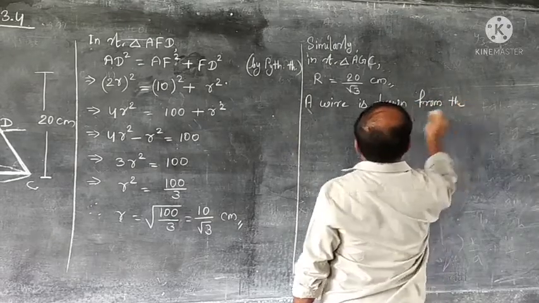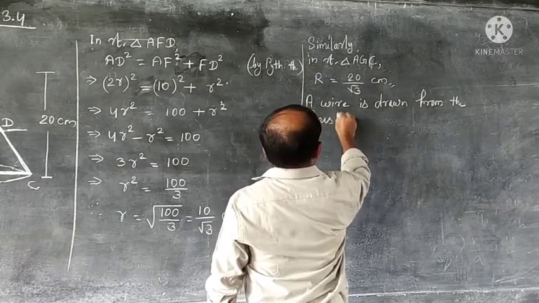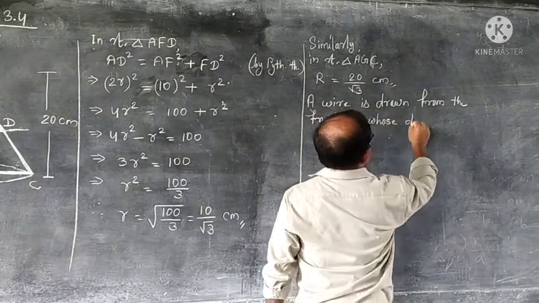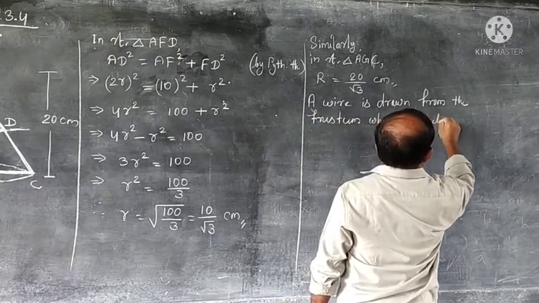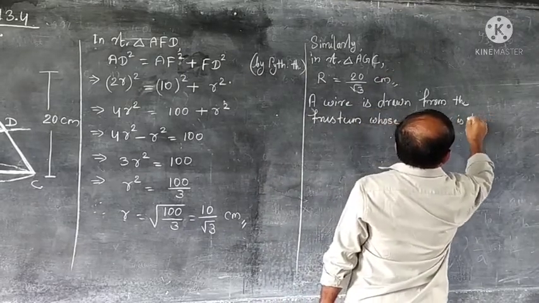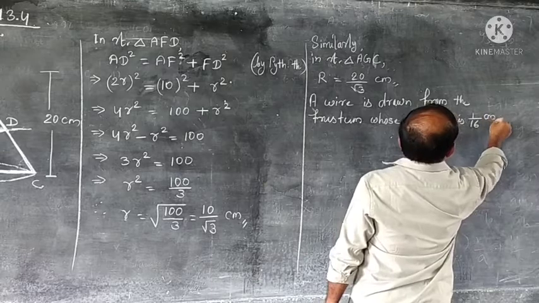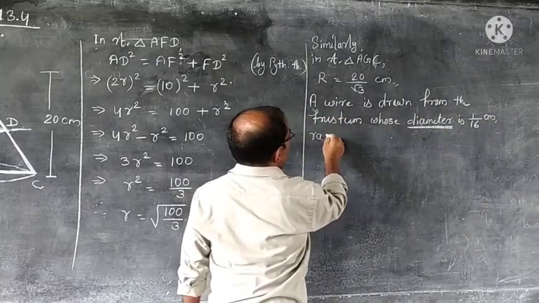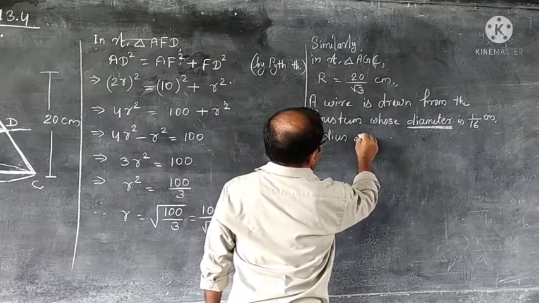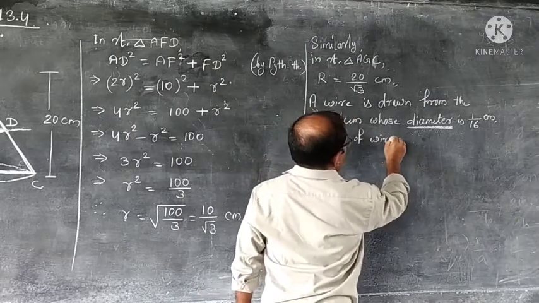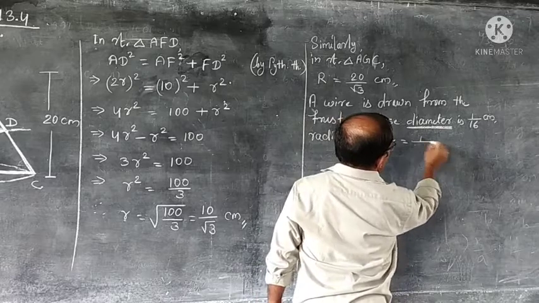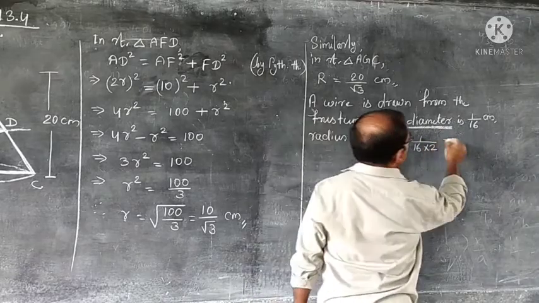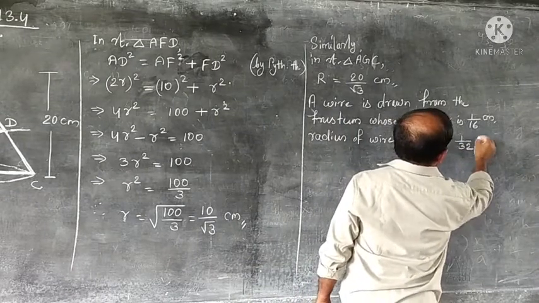The frustum whose diameter is 1 by 16 centimeter. So this is here. What word? Diameter. That means the radius of the wire will be how much? Radius of wire will be diameter by 2. So 1 by 16 divided by 2. In the denominator 2 we will bring. So 1 by 32 centimeter.